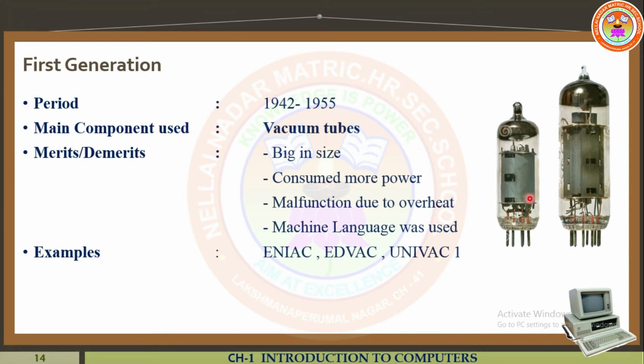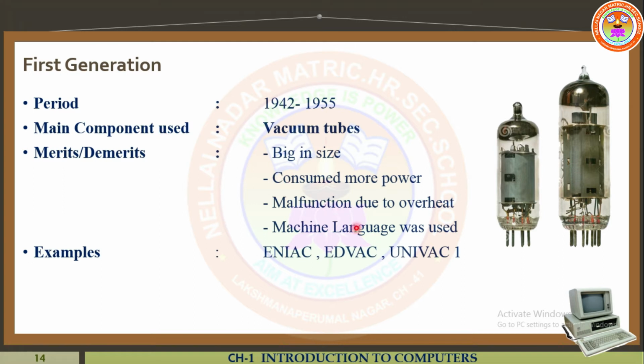This is the structure of a vacuum tube. Once vacuum tubes are used, they consume more electric power. And obviously, the size of the machine is very big. And due to overheating, it would malfunction. Meaning, due to the overheating, the system produced somewhat faulty results.